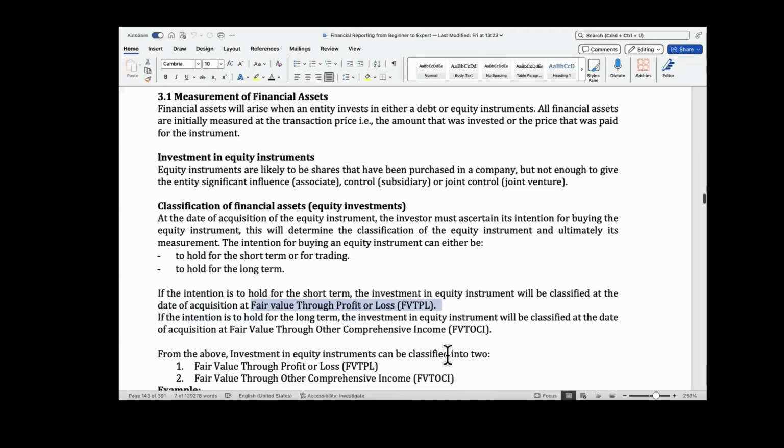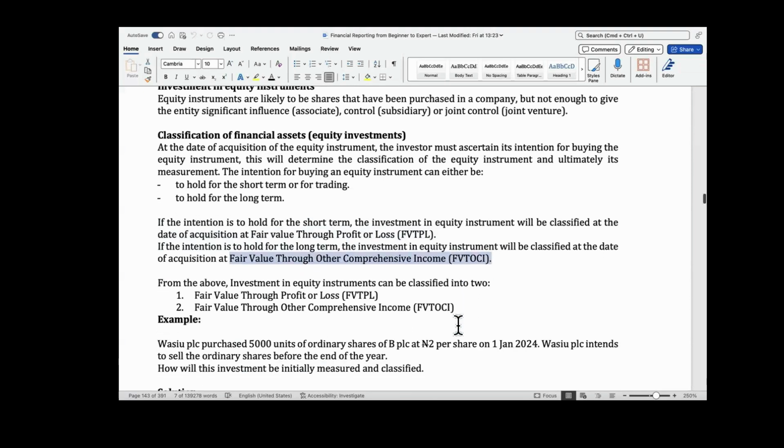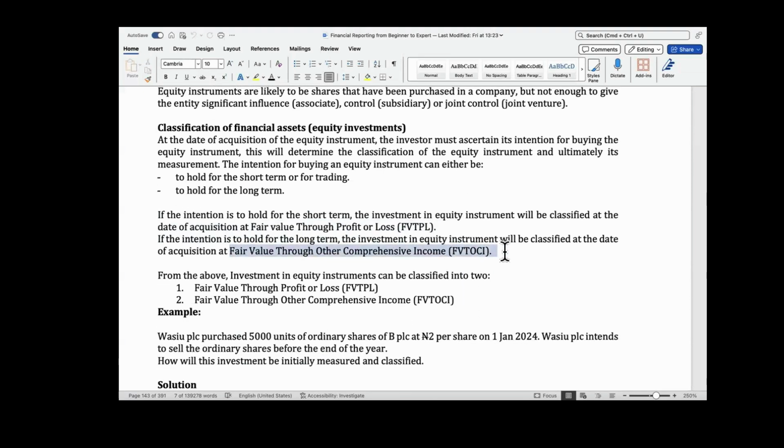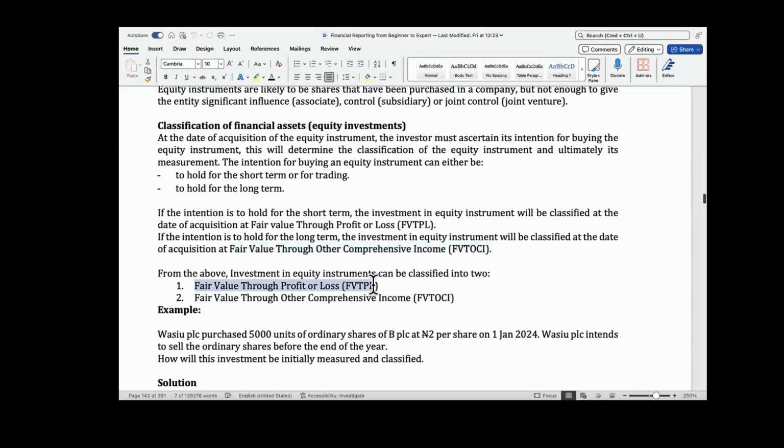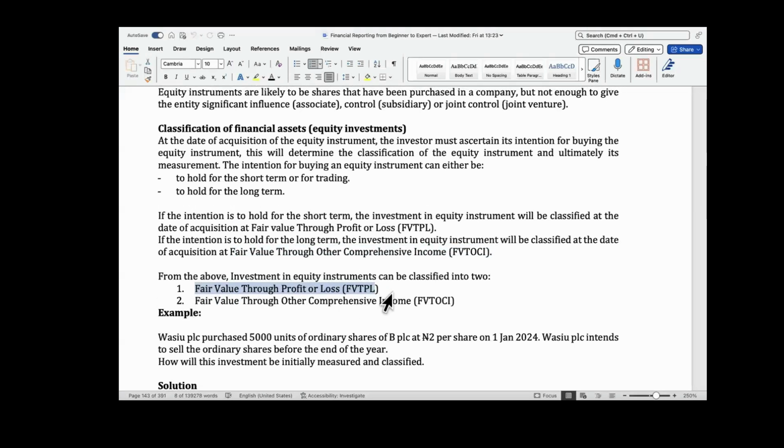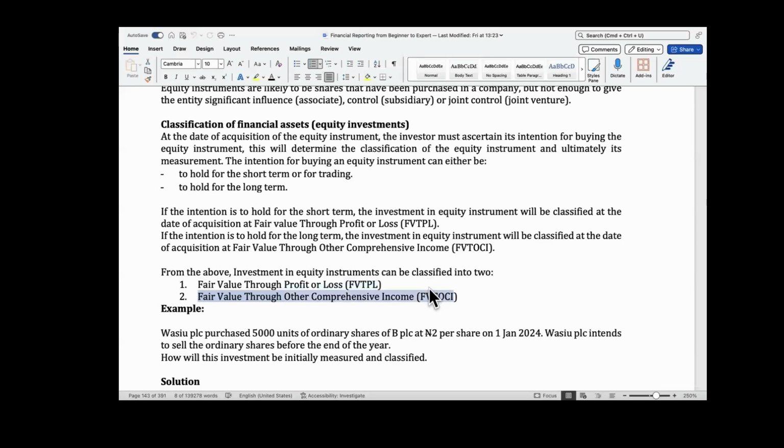But if your intention is to hold these shares for the long term, you will classify it as what we call fair value through other comprehensive income. To be classified as fair value through other comprehensive income. So following from this, we can see that there are two classifications of equity investments: fair value through profit or loss and fair value through OCI. Those are the classifications that we have.